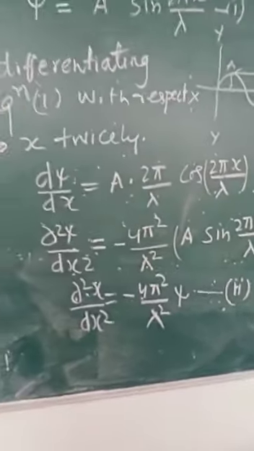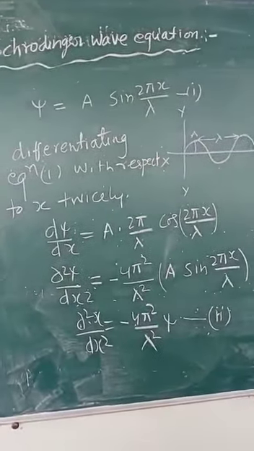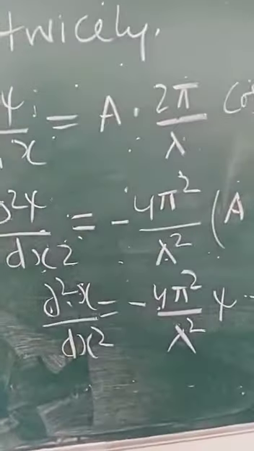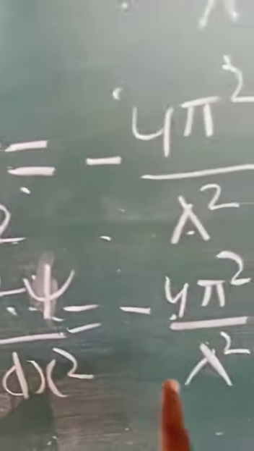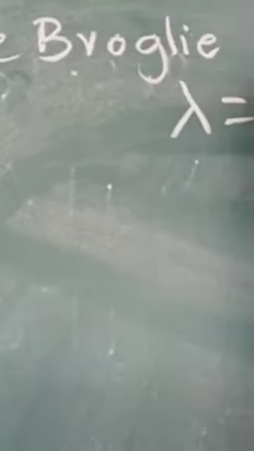Okay, students, so we write here the wave function psi, differentiating it twice, we find d square psi upon dx square equal to minus 4 pi square upon lambda square psi. This is equation second. Students, we know that according to the de Broglie equation, lambda is equal to h upon mv.